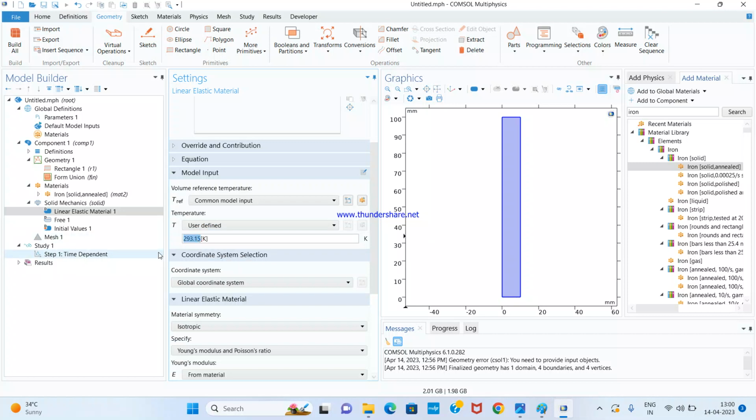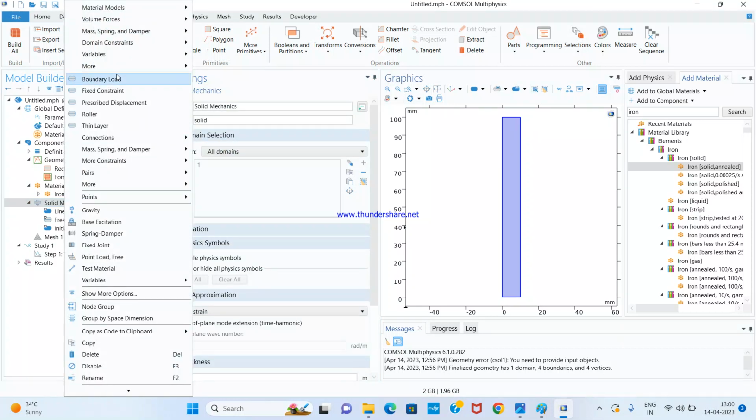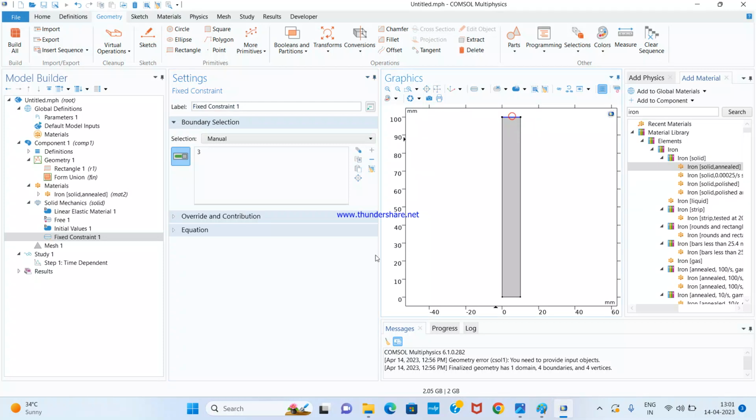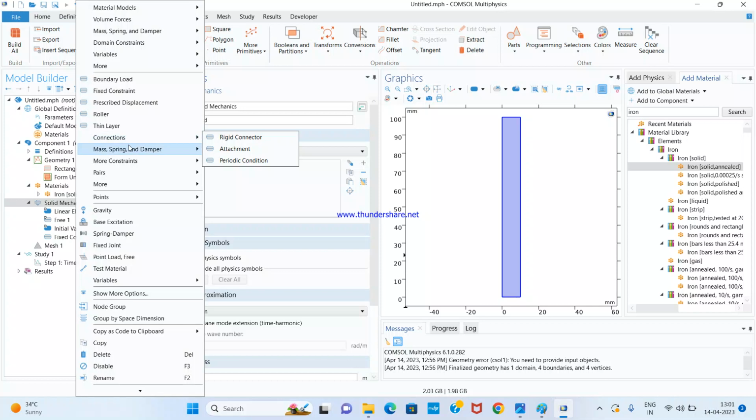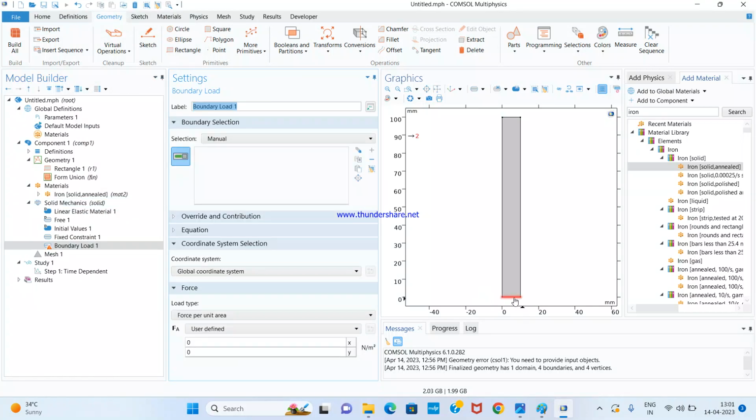Say now I will be doing it for 400 Kelvin. Okay, then I am showing a simple analysis. So it's a fixed constraint, let this part be fixed. Then you apply one load, that should be your boundary load. I will give the load in this direction, the negative y direction. Say that is 5 Newton per meter square.